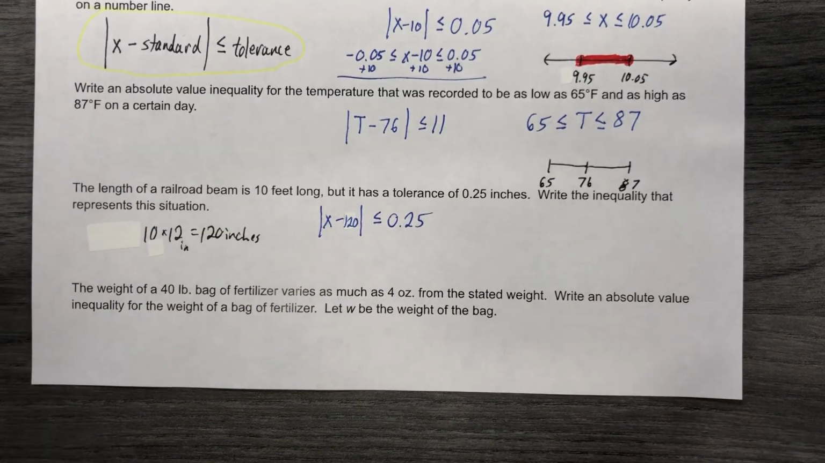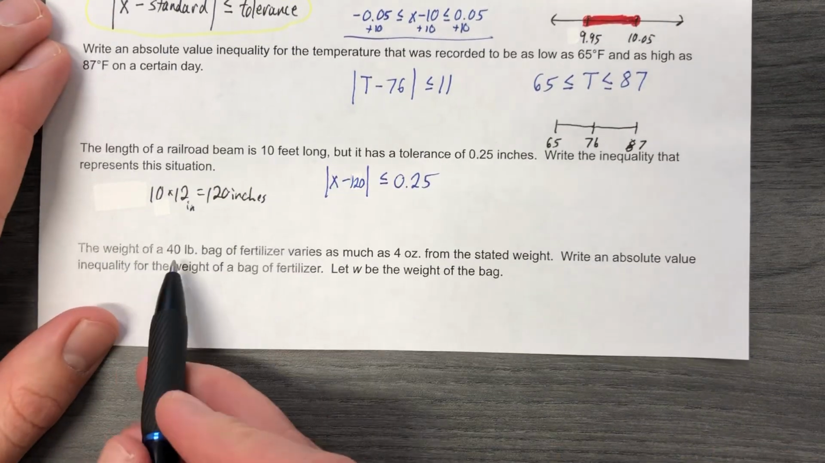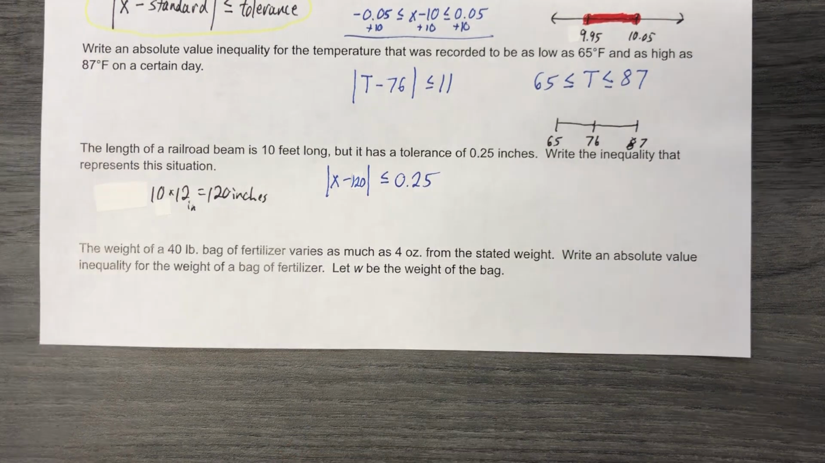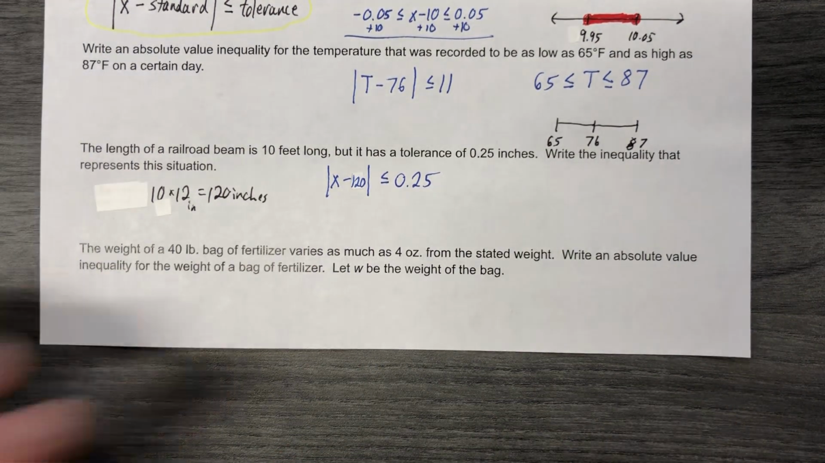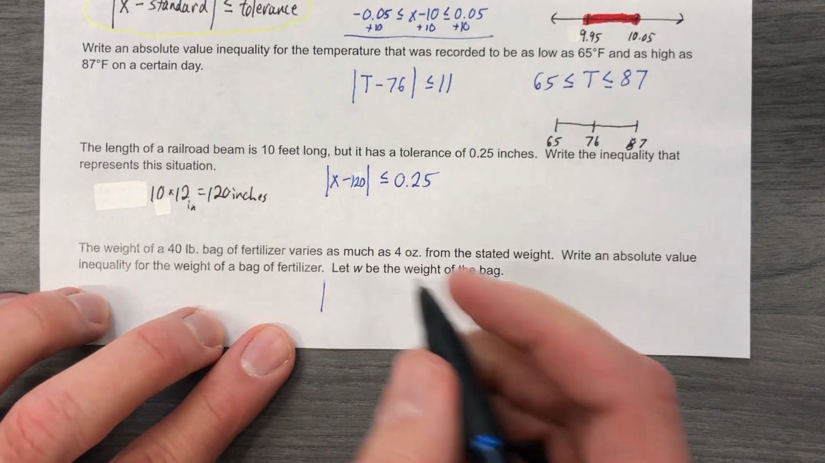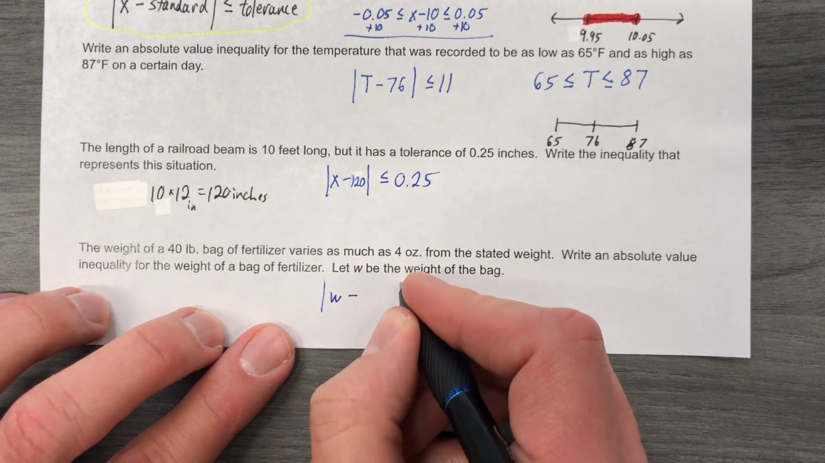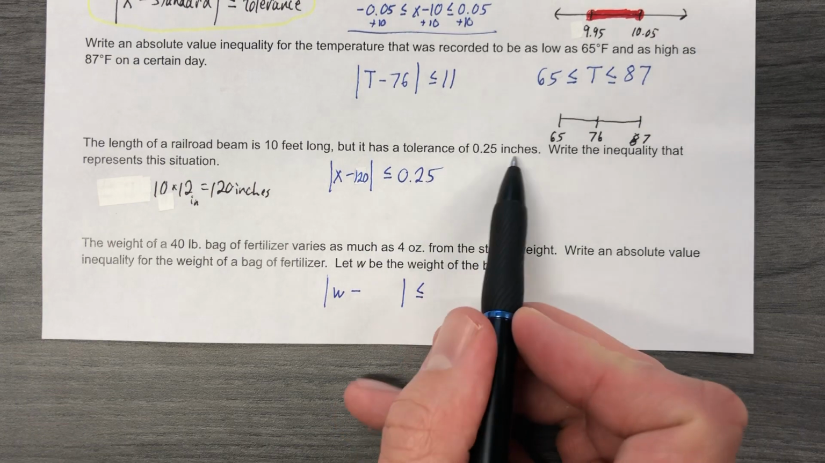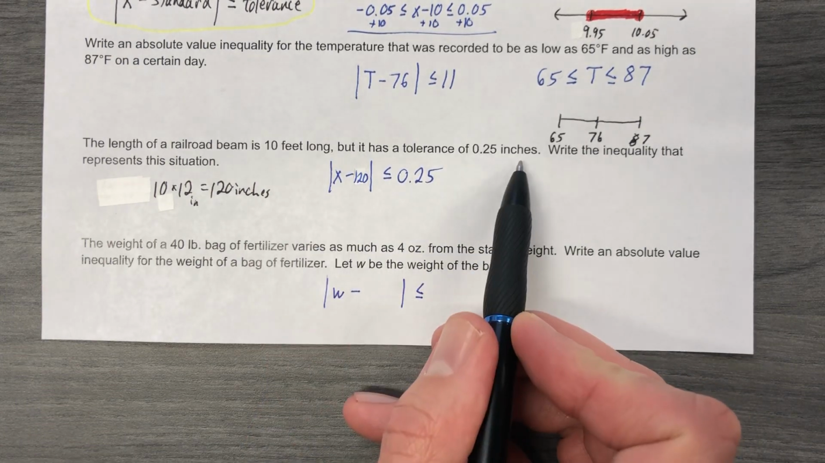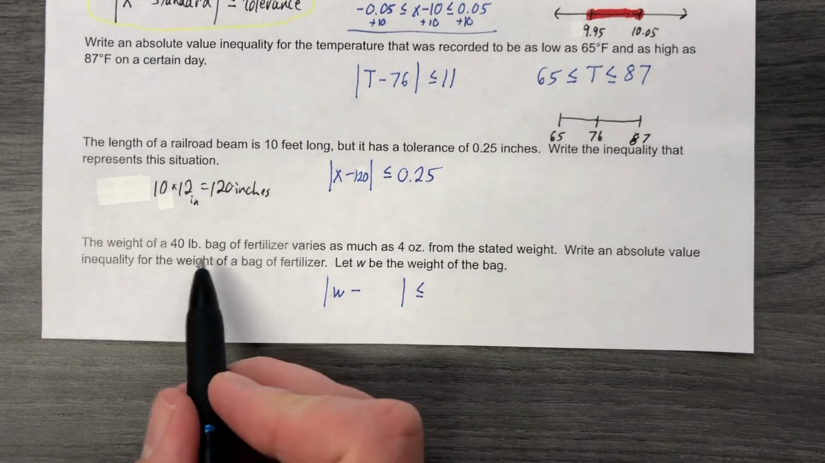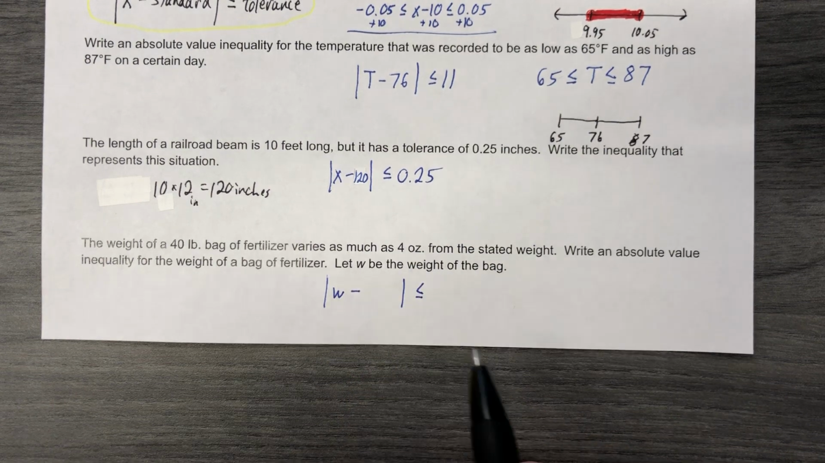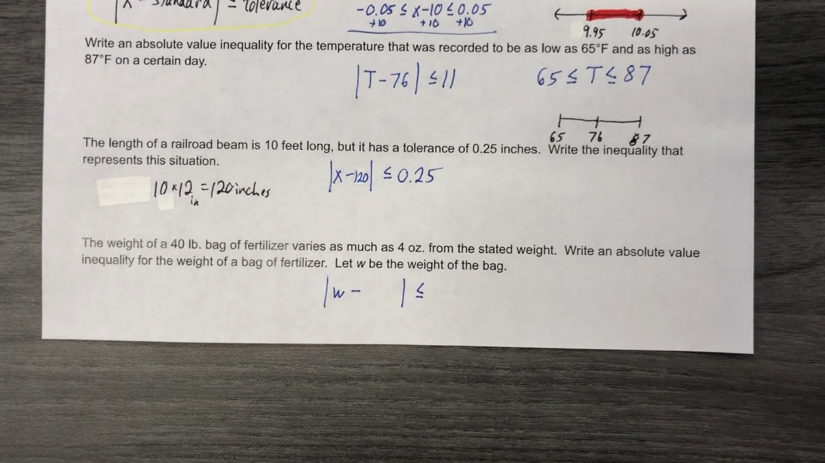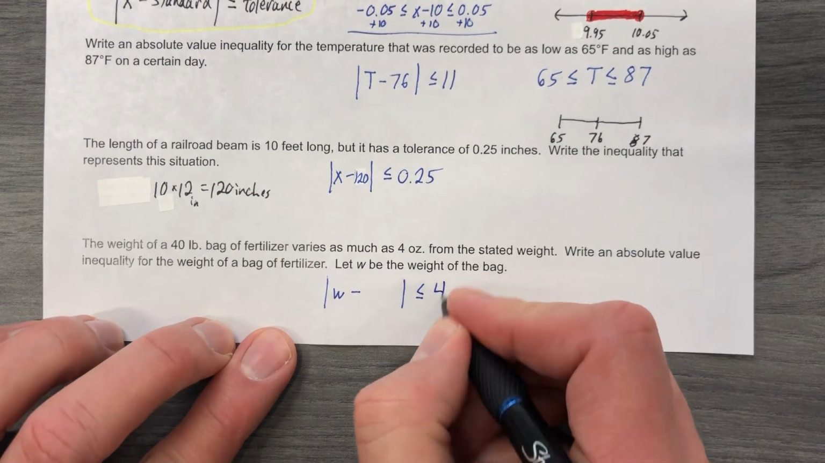Okay. Similar situation here. We have the weight of a 40-pound bag of fertilizer. It varies as much as 4 ounces. Okay, we're dealing with pounds and ounces, so we need to convert. W is the weight of the bag, so W minus something less than or equal to. I like to go for the shortest, feet and inches are shorter, or the lightest, pounds and ounces is lighter. So I like to go for the lighter, the shorter, the smaller, basically. And so 4 is that.